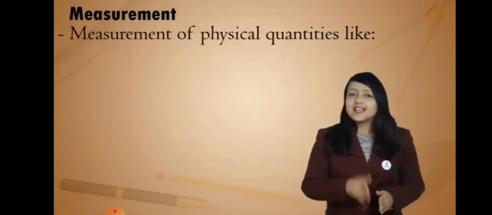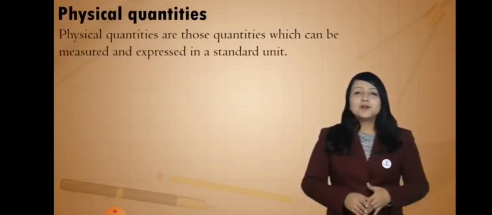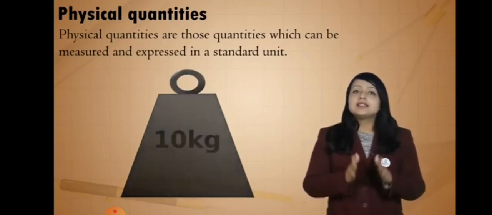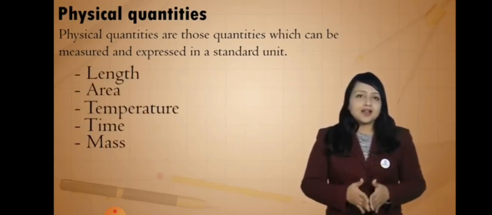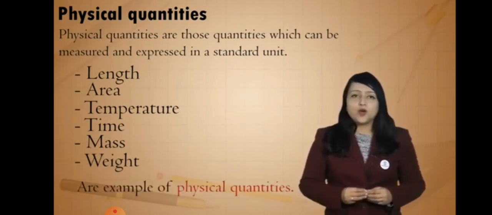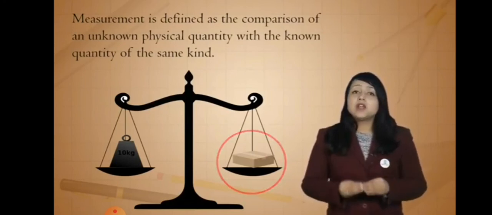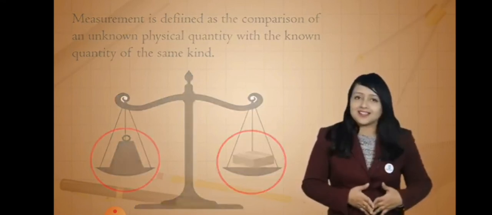Measurement of physical quantities like length, time, weight, temperature, etc. Physical quantities are those quantities which can be measured and expressed in a standard unit. Length, area, temperature, time, mass, weight, etc. are some examples of physical quantities. Before measuring, the amount of physical quantity is unknown. We intend to know the amount while measuring it. So, measurement is defined as the comparison of an unknown physical quantity with the known quantity of the same kind.